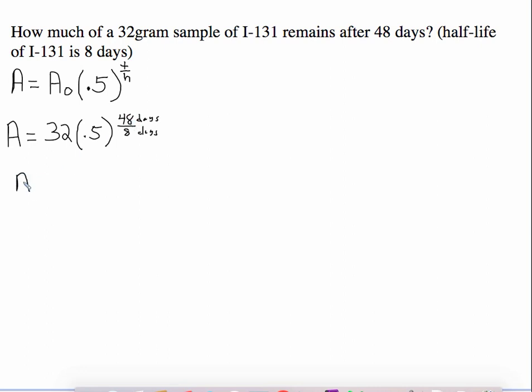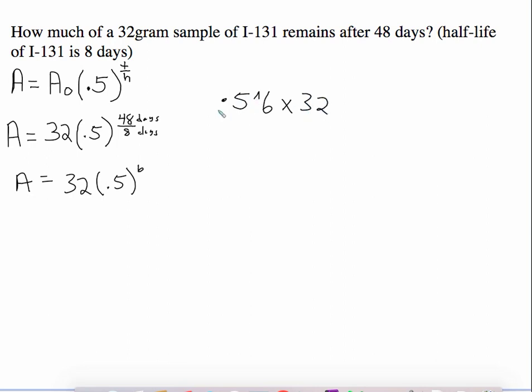Then on my calculator, I always do the power first. So I'd have 48 divided by 8 is 6. So I'm going to take 32 times 0.5 to the 6th power. On your calculator you would probably type 0.5, caret, 6, and then take that number times 32.